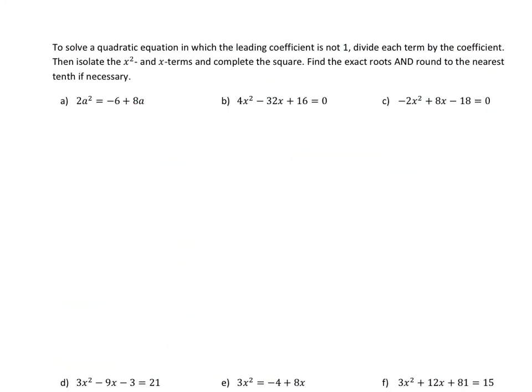There will be times where you do not have a leading coefficient of 1. So here's what we need to do. We need to make it 1. So the first thing I'm going to do, before even rearranging my problem, is divide by the leading coefficient. So my a squared term, or x squared term, in letter A is 2. So I'm going to divide everything by 2.